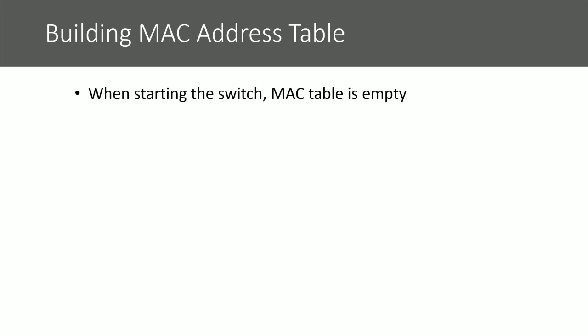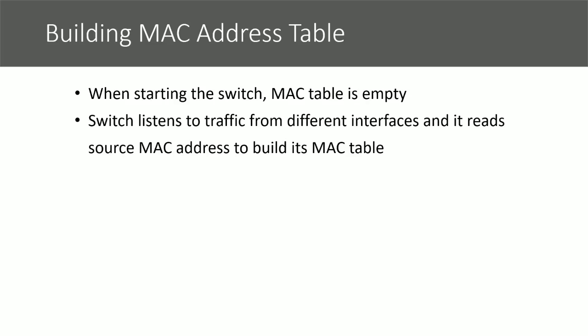Let's look into the details of building the MAC address table because it is one of the main functions of switching, and it is important to understand this process. When starting the switch for the first time, the MAC table is empty because the switch has no idea who is connected to every interface. The switch listens to traffic from different interfaces and reads the source MAC address in the Ethernet frame to build its MAC table. So it maps the source MAC address in the Ethernet frame to the interface from where that frame was received. The next slide will talk about this process in more detail.